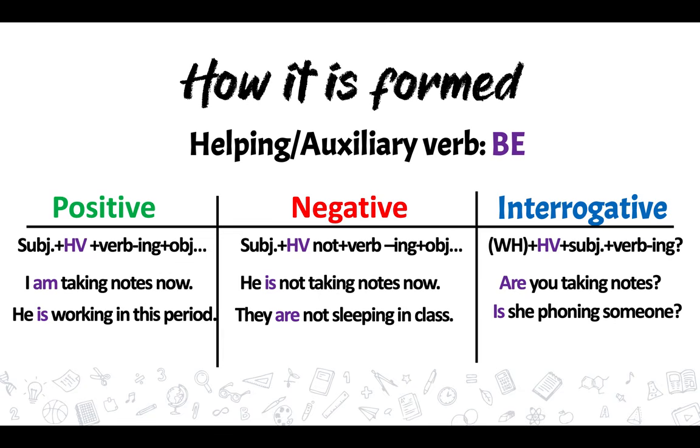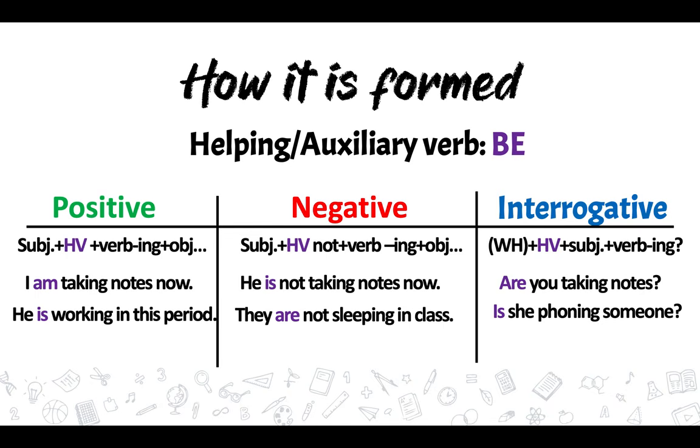What happens with a negative sentence? Well, negative means no. So we add not to the helping verb. So we have the subject as the first part of a sentence, then the helping verb, the verb to be, plus not, plus ing verb, and plus the object, and then a time expression if you have it. For example, he's not taking notes now. He's not taking notes now. Another example, they are not sleeping in class. They are not sleeping in class.